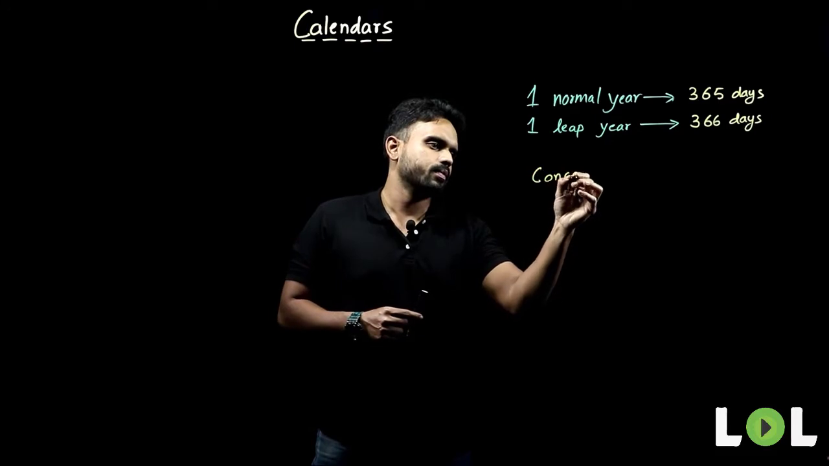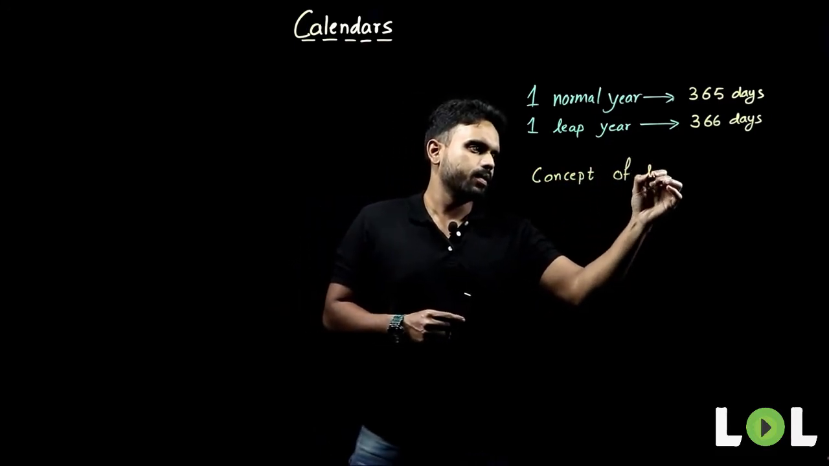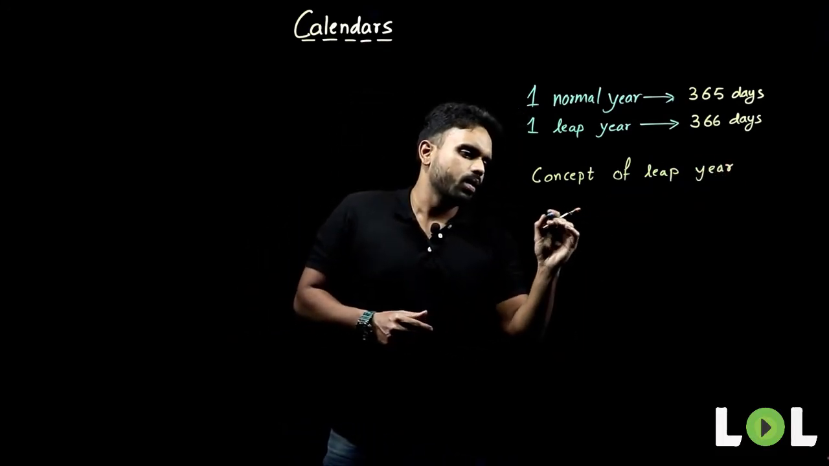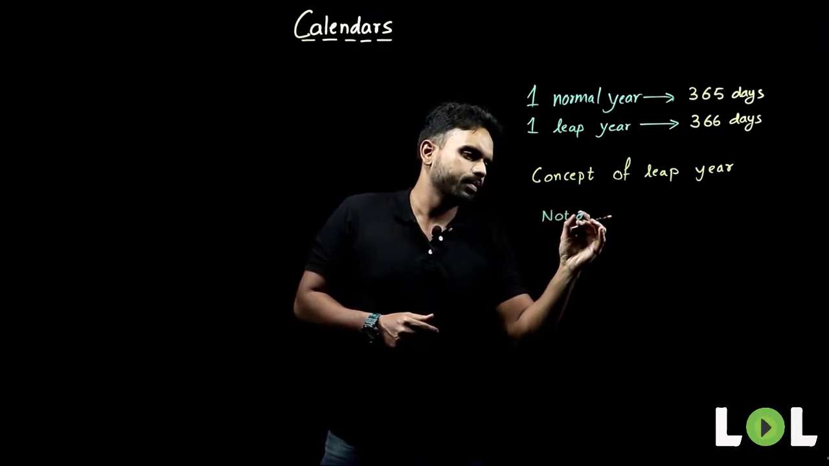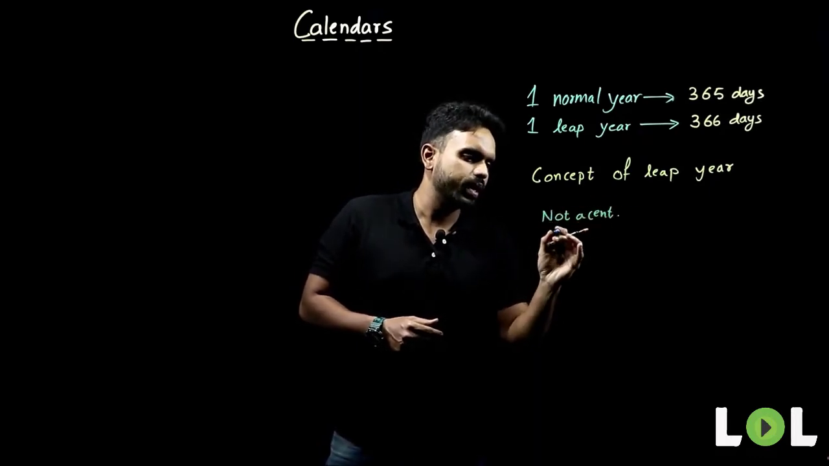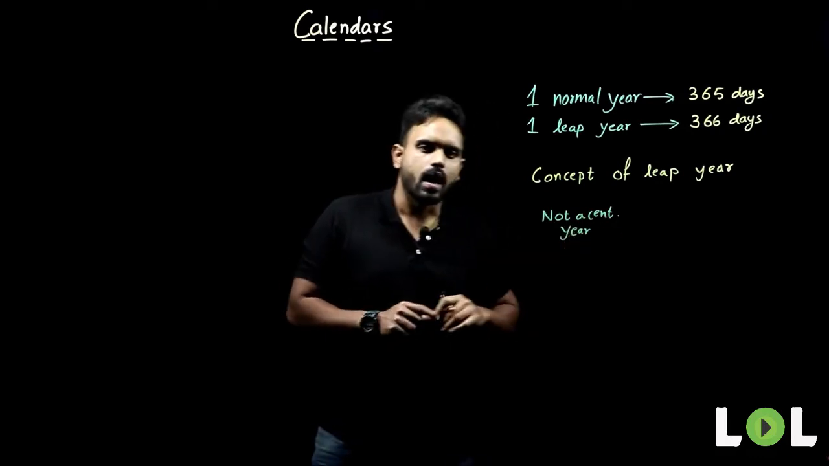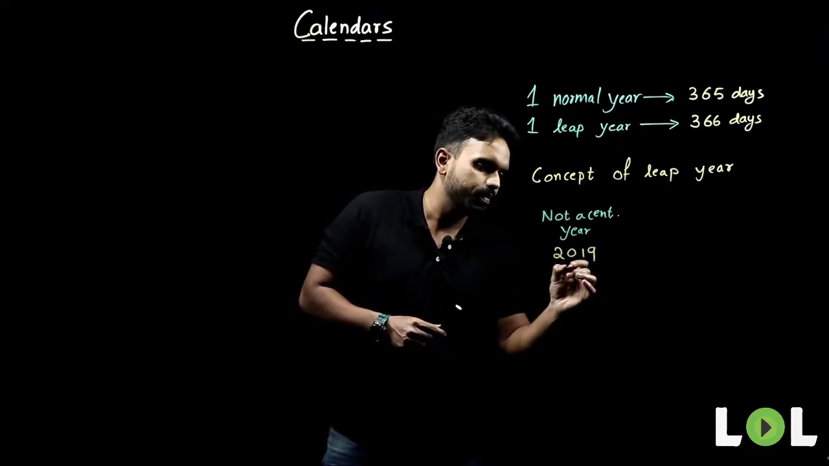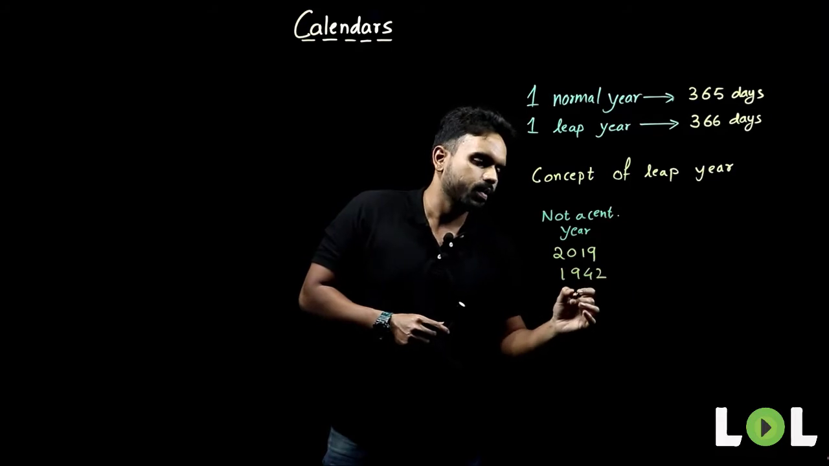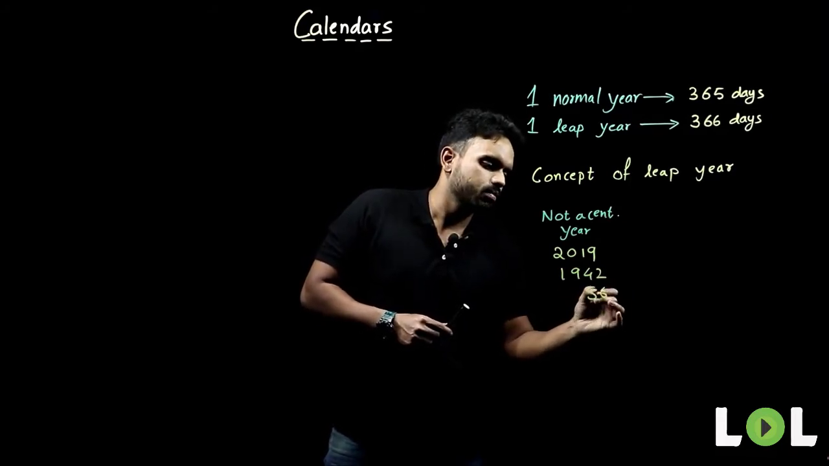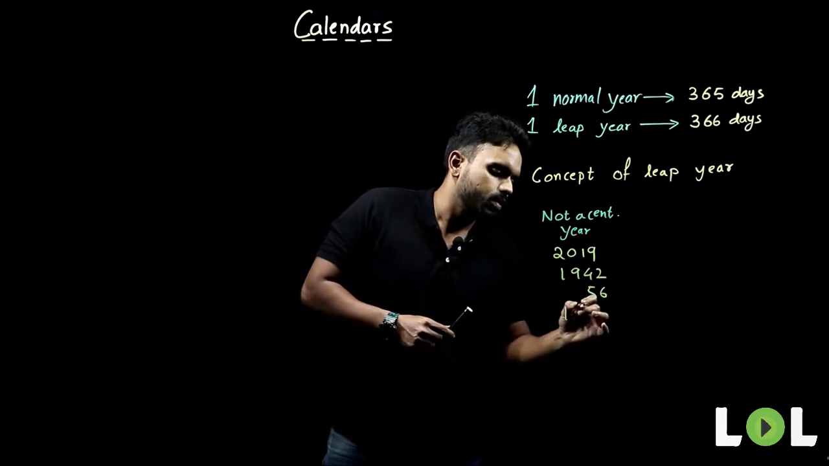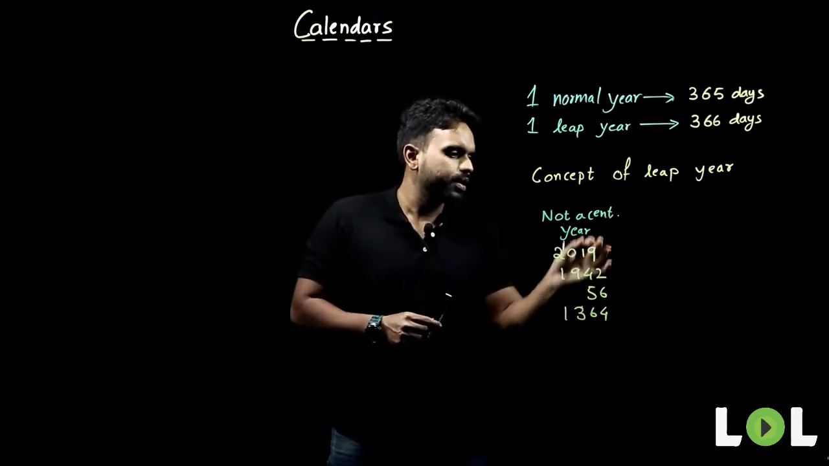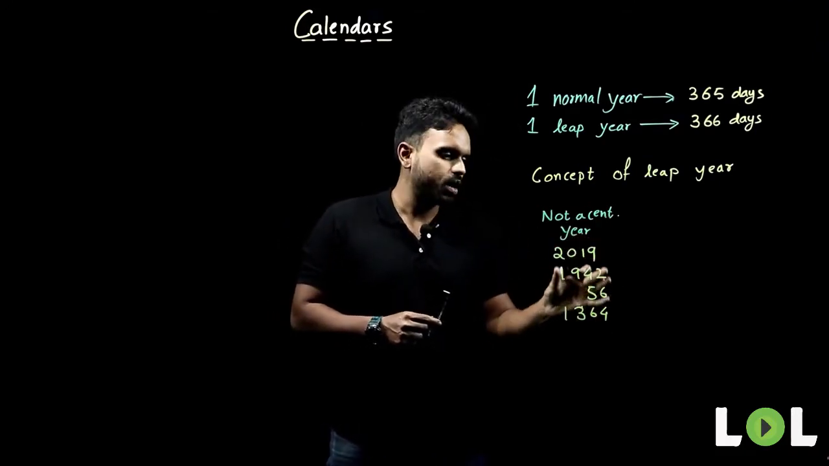Now, the next thing that we are going to learn here is the concept of leap year. If it is not a century year, what do I mean when I say not a century year? Any year like a normal year, even 2019, 1942, 56 AD, 1364. Yes, these are not century years.